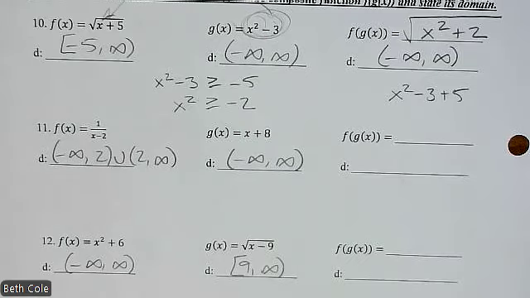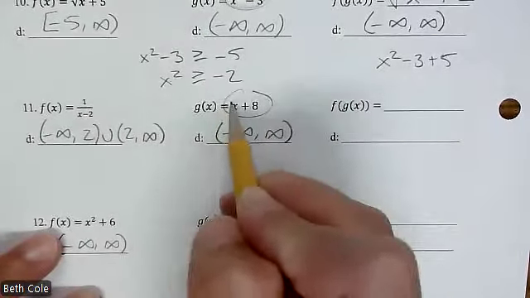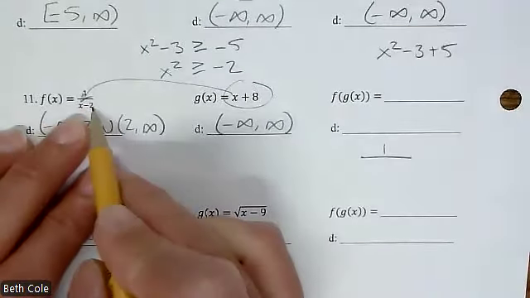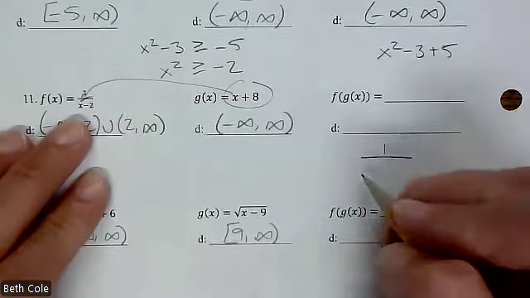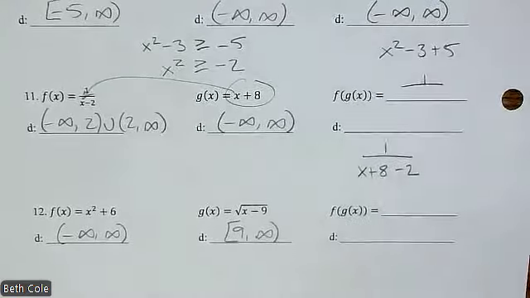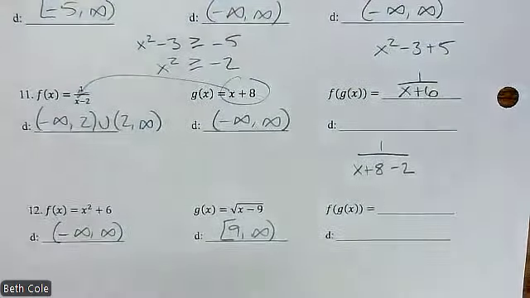We're going to do another one, guys. All right, so here, G gets plugged into F. So this x plus 8 gets plugged in over here. Here, I'll show you what it'll look like. It'll be 1 over x plus 8 minus 2. And so that would be 1 over what? x plus 6.